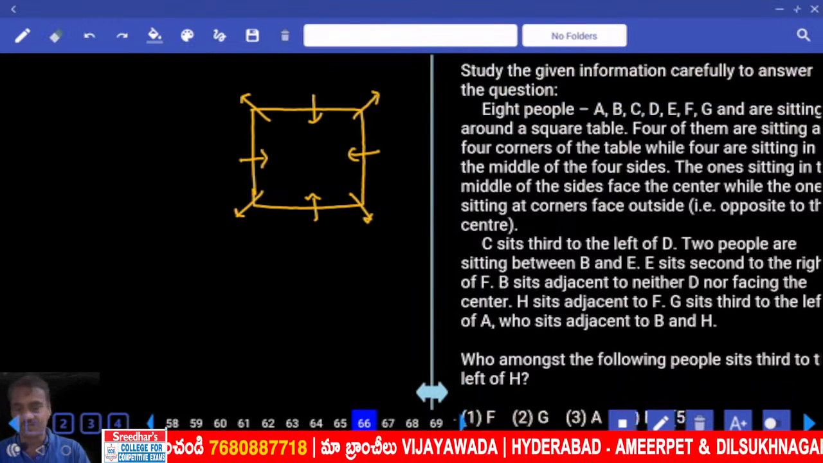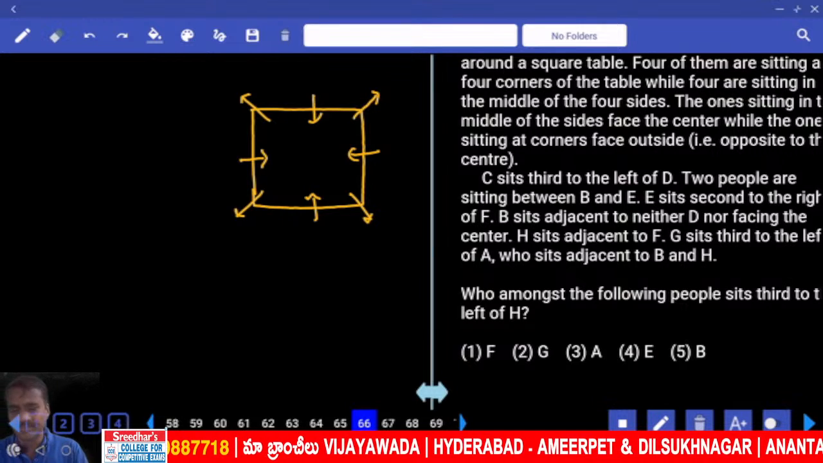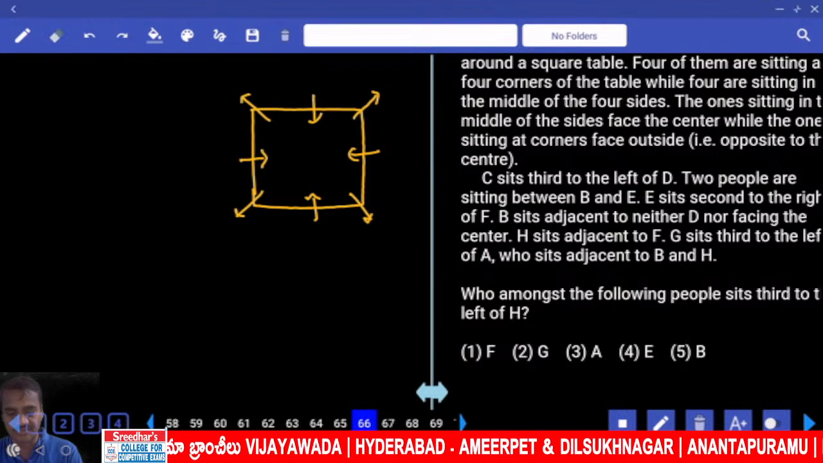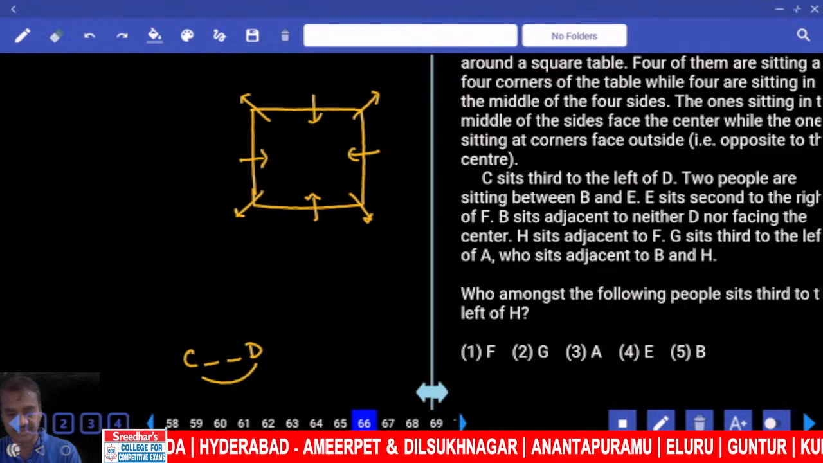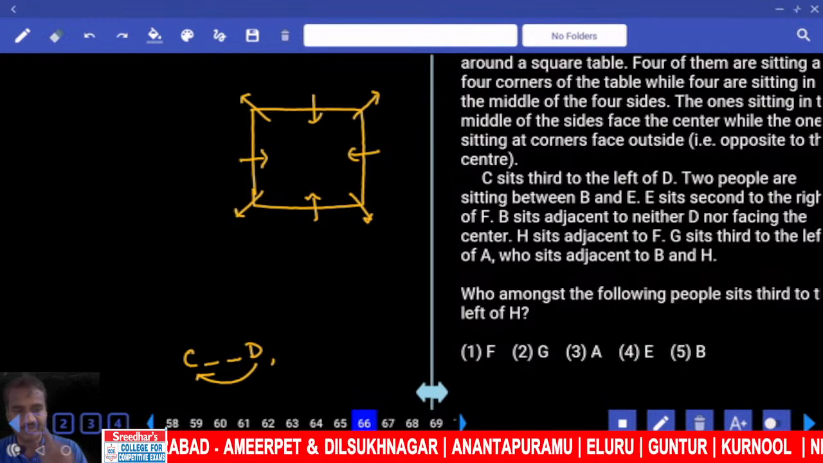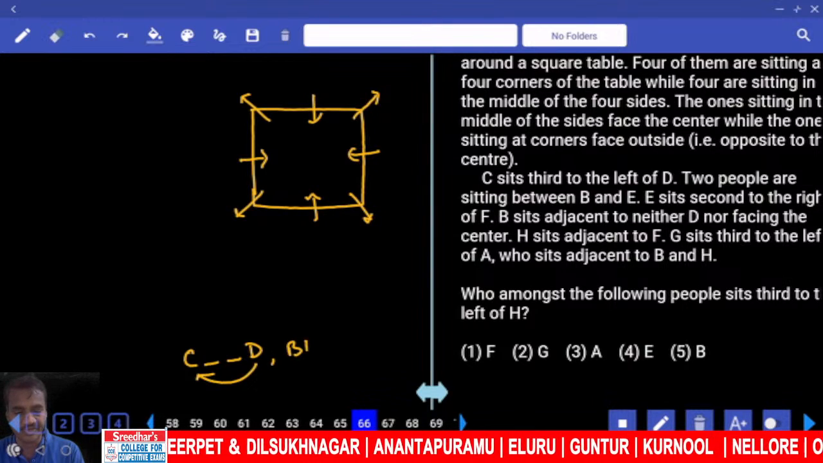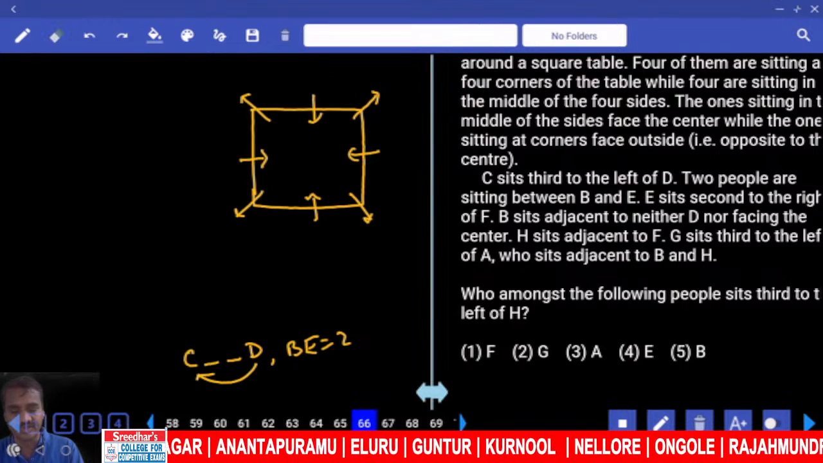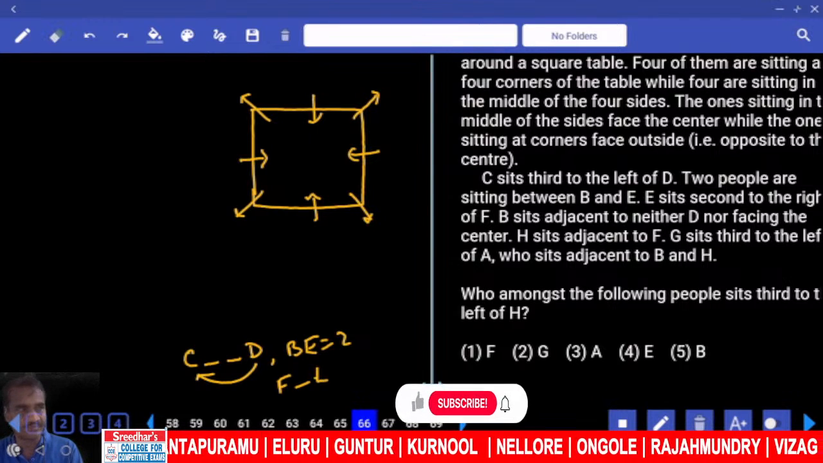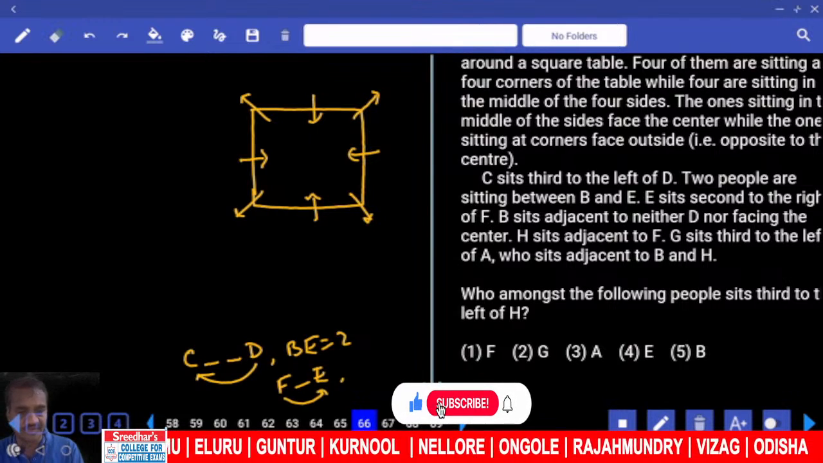Then, C sits to the left of D. Where is C? C is seated to the left-hand side of D. And there are 2 people between B and D. In between B and E, how many? There are exactly 2 people. And next one, E sits second to the right of F. F is here. Now E sits second to the right of F.